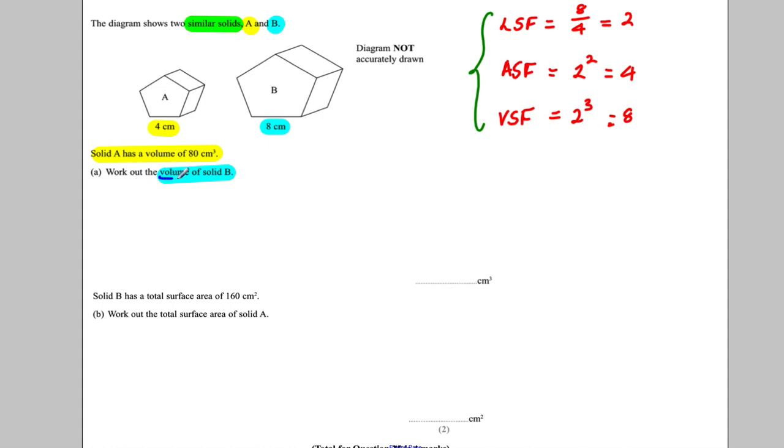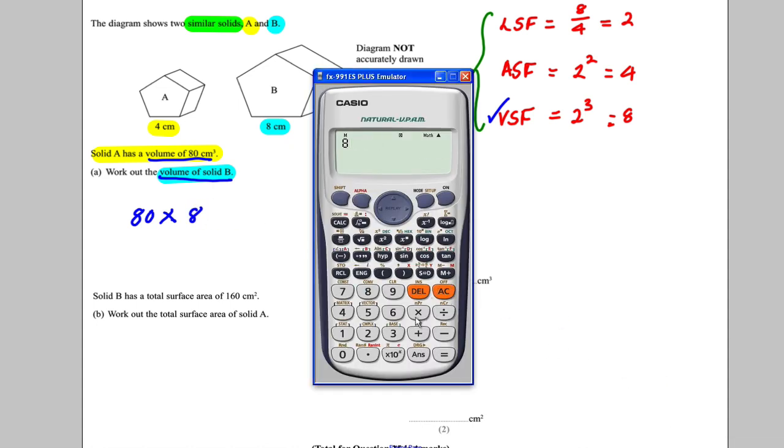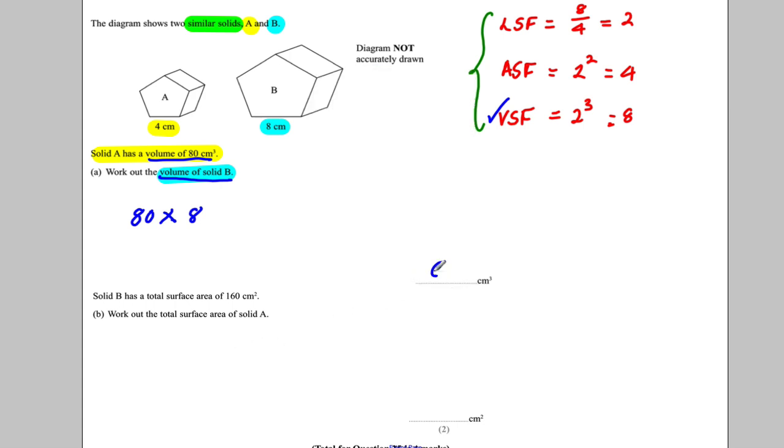We're asked to work out the volume of solid B, the big one. We've got the volume of the small one. We're going from small to big, so we multiply. So we take that 80, we multiply it by the volume scale factor of 8. 80 multiplied by 8, you can get your calculator out, it'll always be a calculator paper. 80 multiplied by 8 is equal to 640 centimeters cubed.